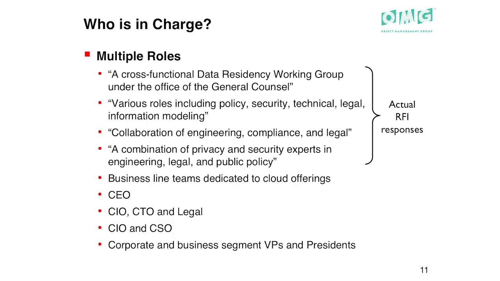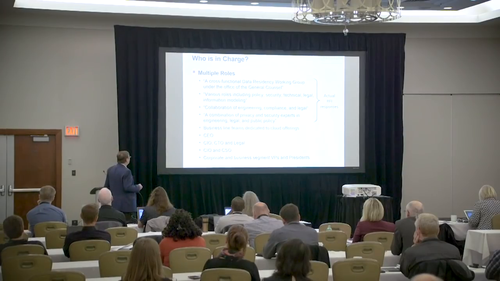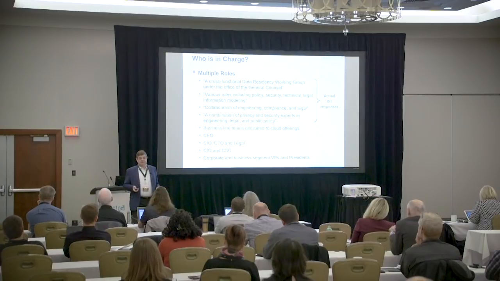And when people tell me there is a cross-functional data residency working group under the legal department, or even more vaguely, various roles including policy, security, technical, legal, information modeling, or a collaboration of engineering, compliance, and legal, etc. Basically, when there are multiple people in charge of something, you know that if an accident happens, you're going to get what we ironically call the circular firing squad, where everybody is going to fire at each other. You call it finger pointing too, but the image of a circular firing squad is telling. And if everyone is in charge, no one is in charge.